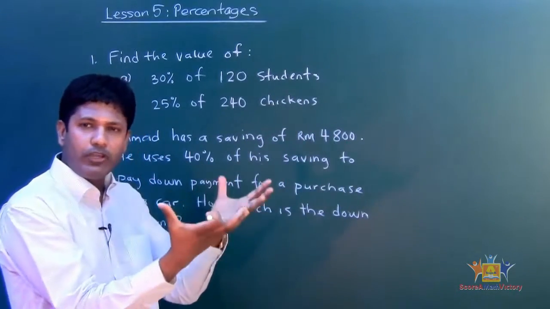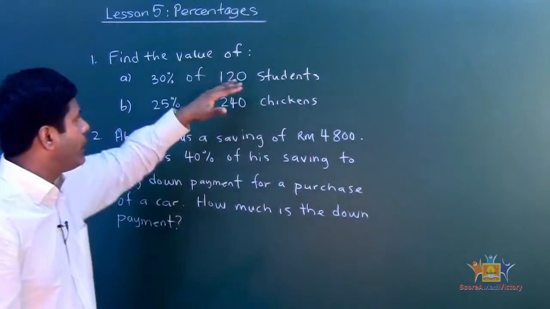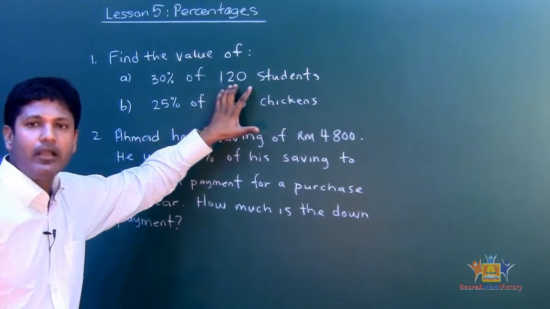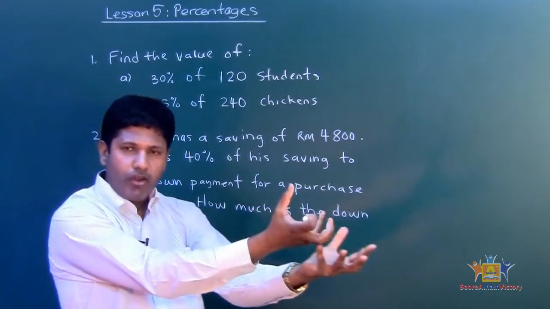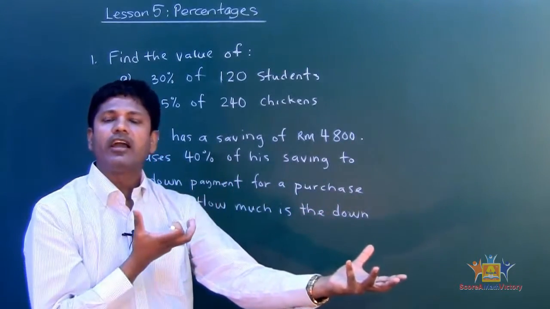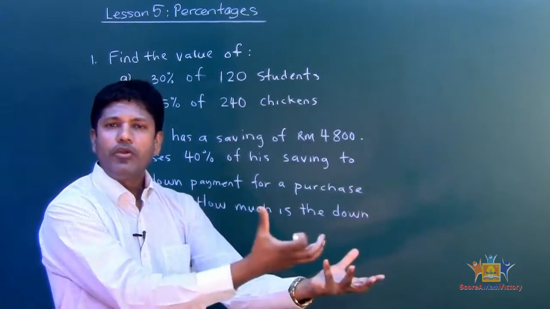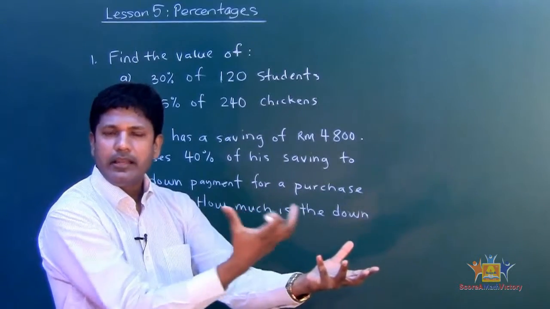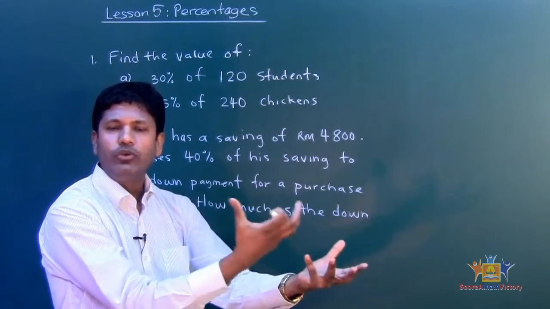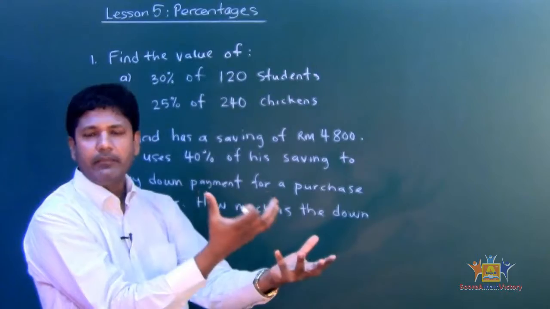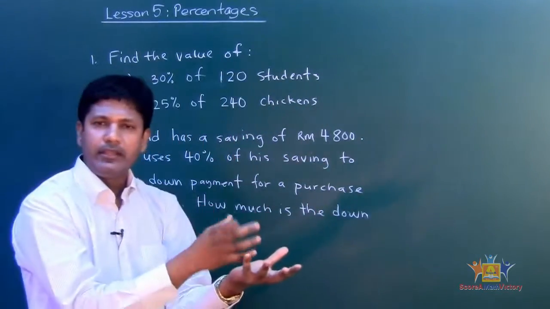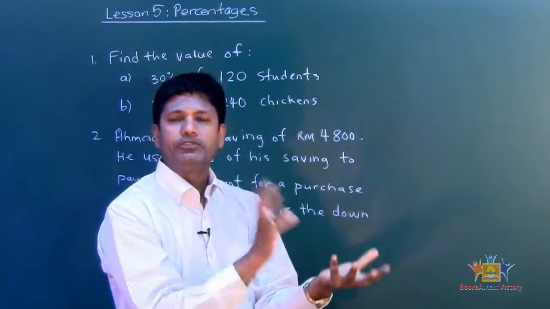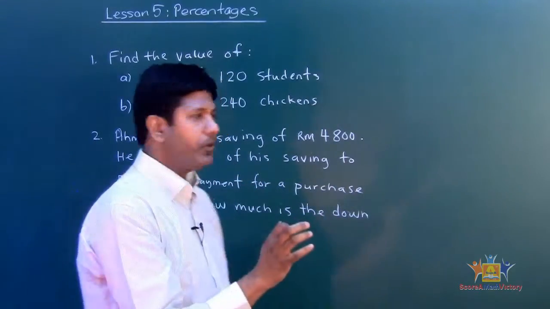30% of 120 students. That 120 students is how many percent? 100%. That's the total. See that? And you want to extract 30% out of the 120. And you want to know what is that number? 30% from the 120. What is the number out of the 120 that makes 30%? So what method are we going to use?